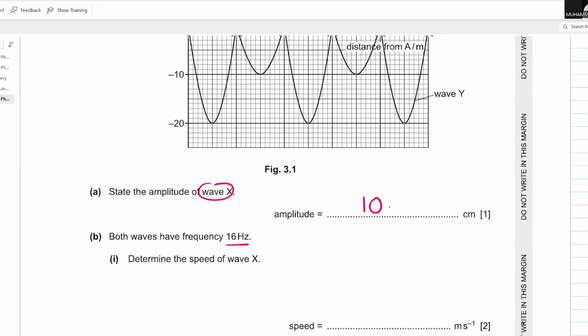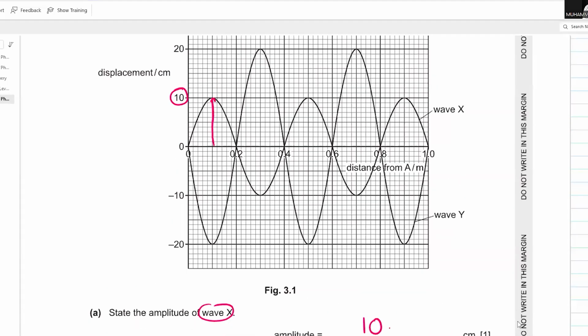Both waves have the frequency of 16 hertz. Determine the speed of wave x. Speed is equal to f lambda. Which wave is wave x? This one. Can you calculate the wavelength of wave x?